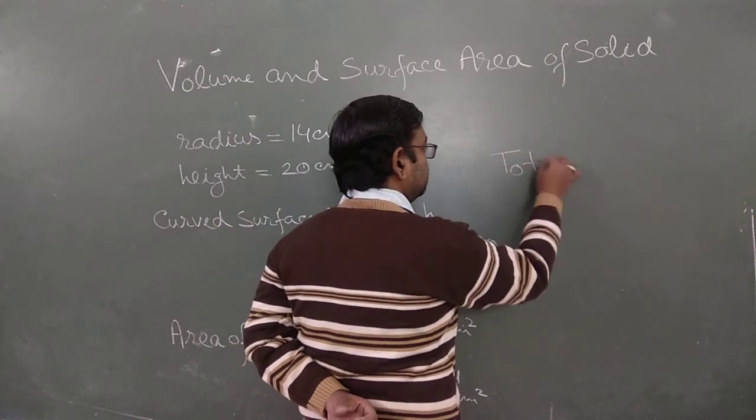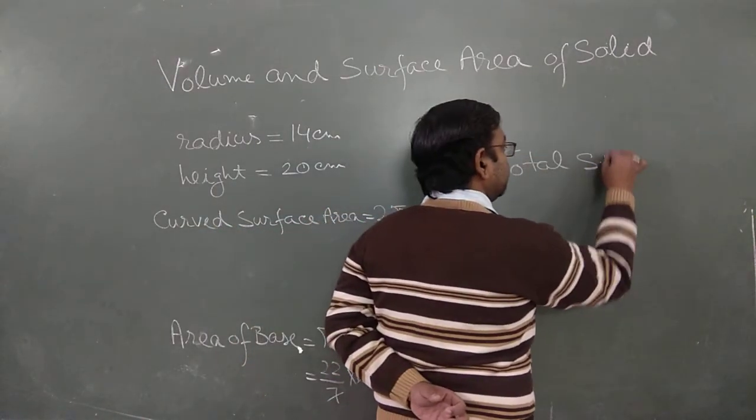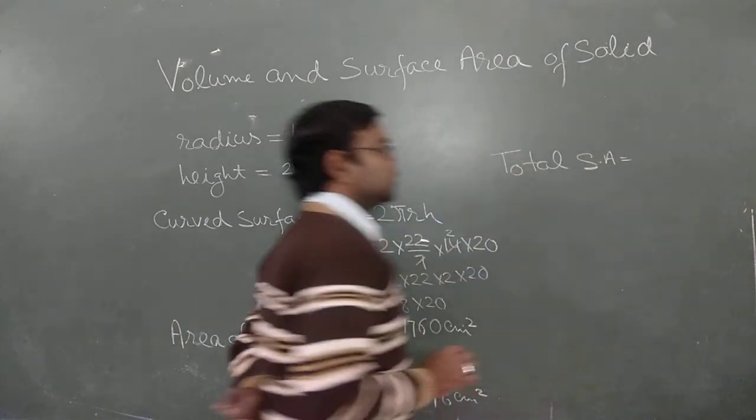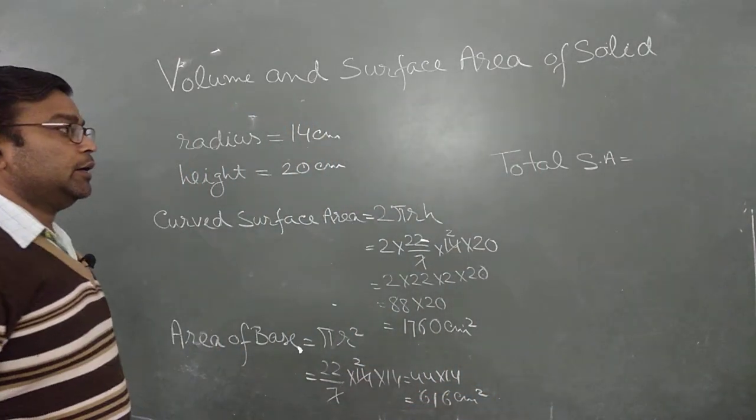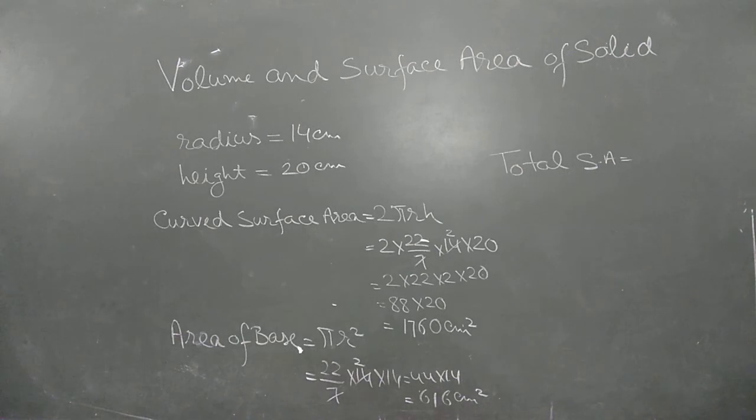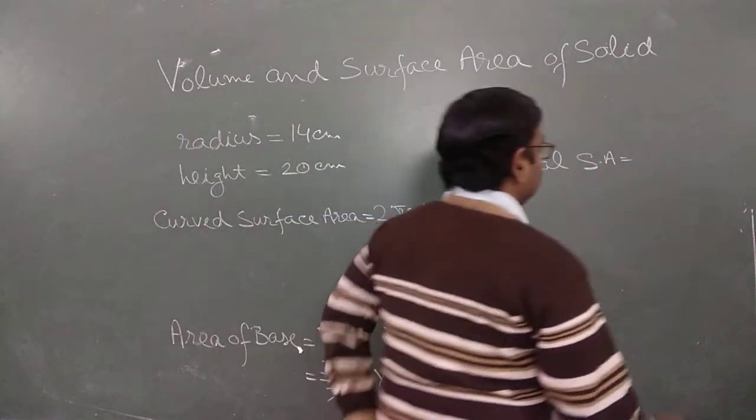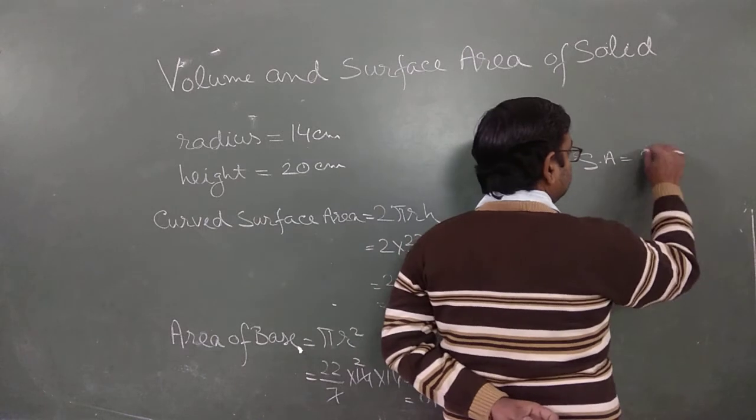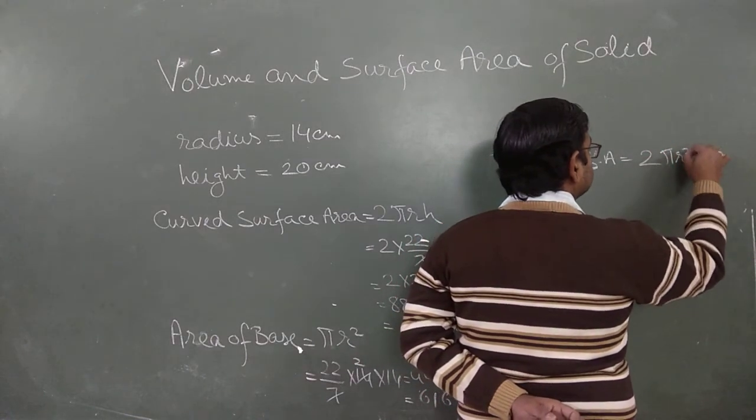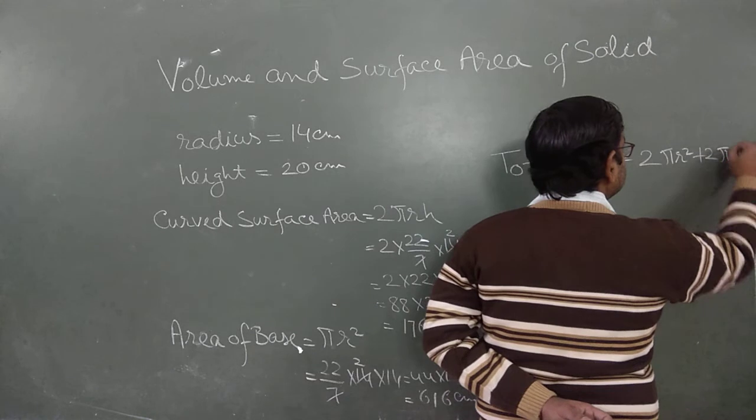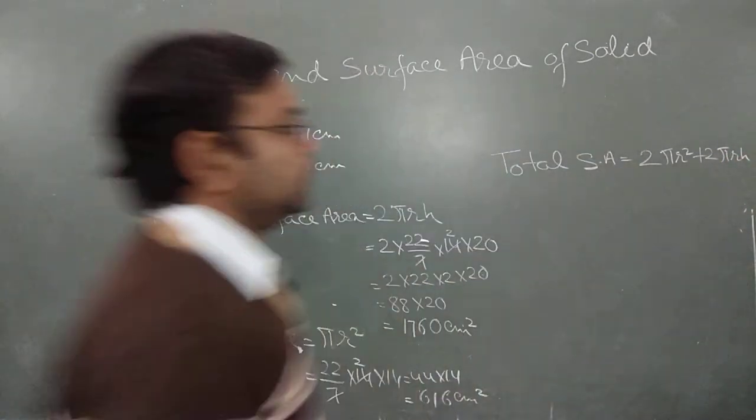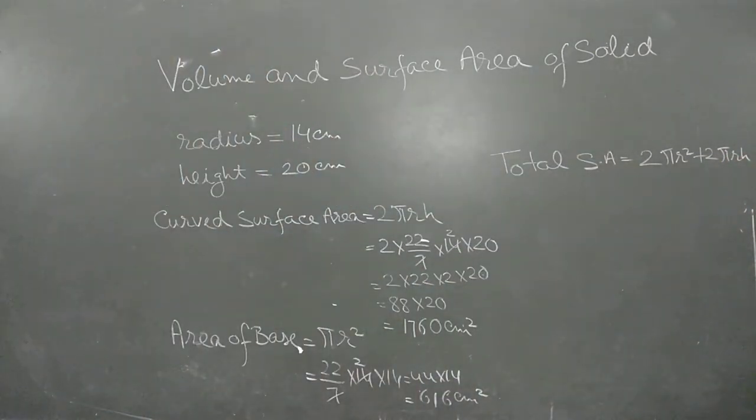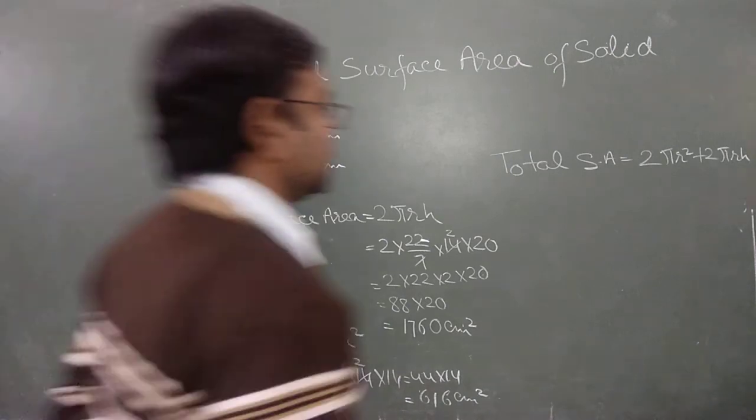Now here I am going to find the total surface area. The total surface area formula is 2 pi r square plus 2 pi r h, top and bottom. I forgot, actually I was searching for the figure. 2 pi r square plus 2 pi r h. Hope this is visible to you. That end part just touches the screen.